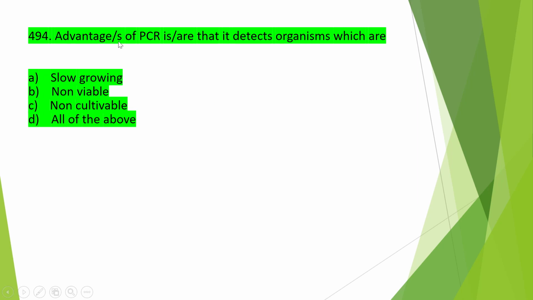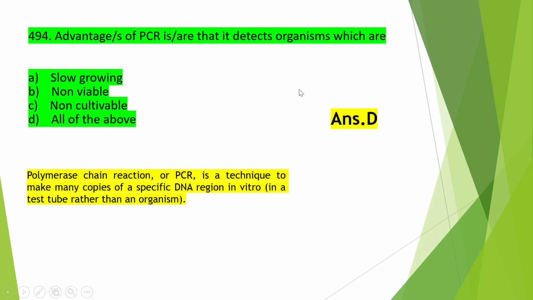So next one is: advantages of PCR are that it detects organisms which are slow growing, non-viable, non-cultivable, or all of the above, and the right answer is option D, all of the above. So PCR, polymerase chain reaction, is a technique to make many copies of a specific DNA region in vitro, in a test tube rather than in an organism.